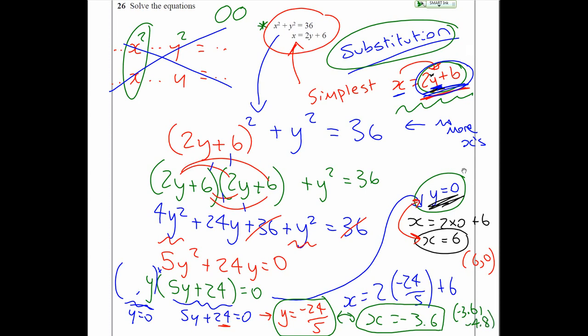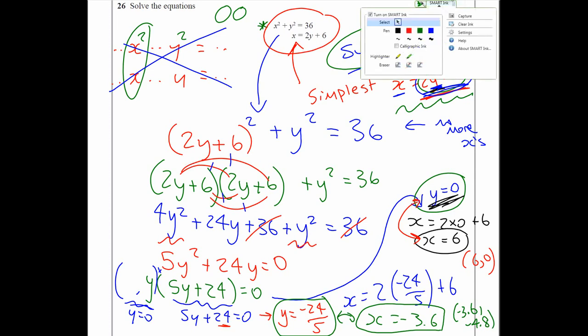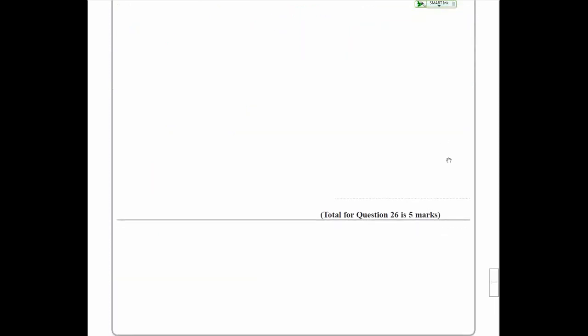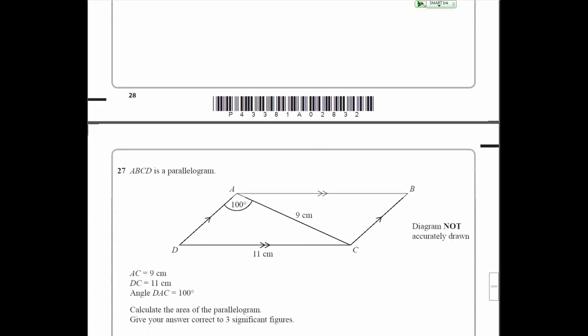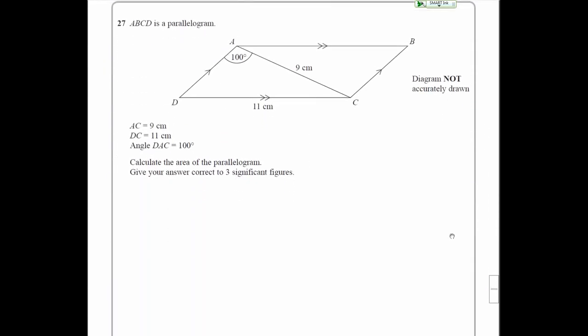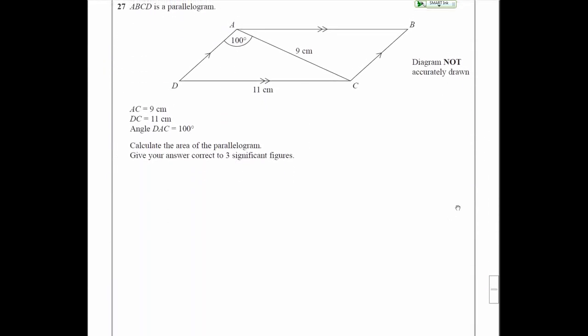Right, so that is the tricky algebra one done. You get more marks for these types than for the elimination method. That was 5 marks. And the final question, question 27, shape question. ABCD is a parallelogram. A, B, C, D. Okay.